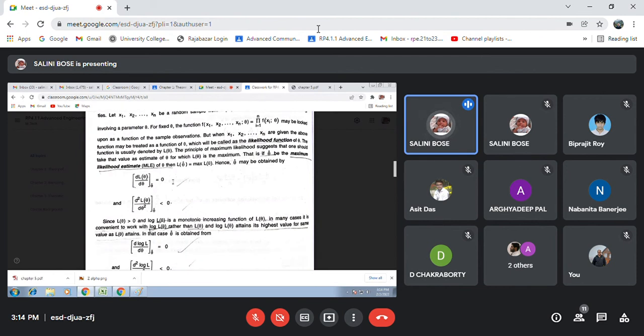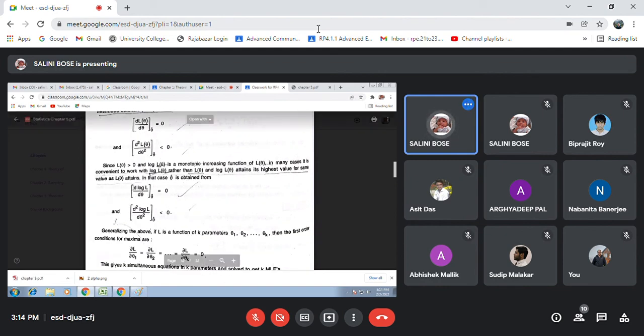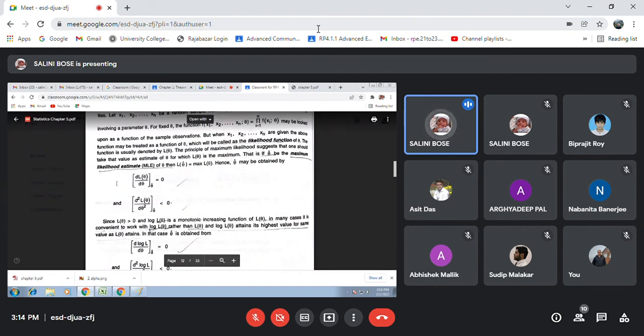So how can you get theta cap? First you have to form the likelihood function L theta, and then find its maximum value. You take the derivative of L theta equal to 0, and by solving this you can get the value of theta cap. And for the maximum, the double derivative must be less than 0. If this holds, then we can say theta cap is the maximum likelihood estimate of theta.